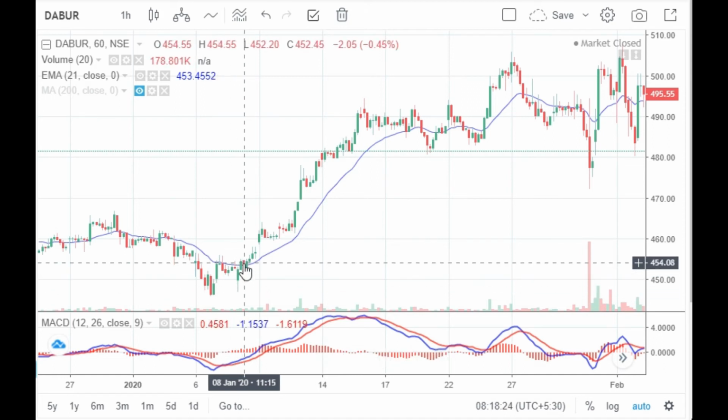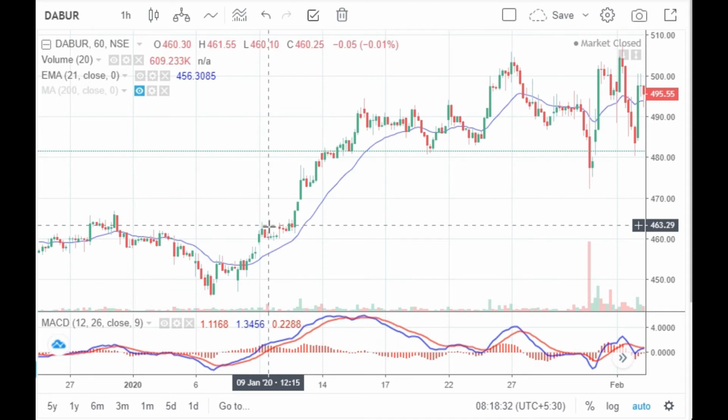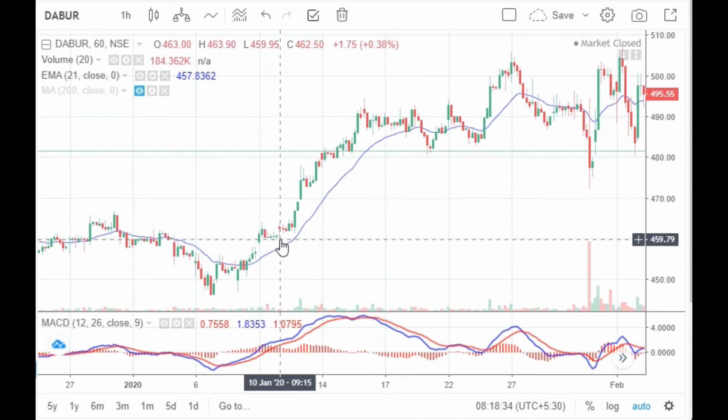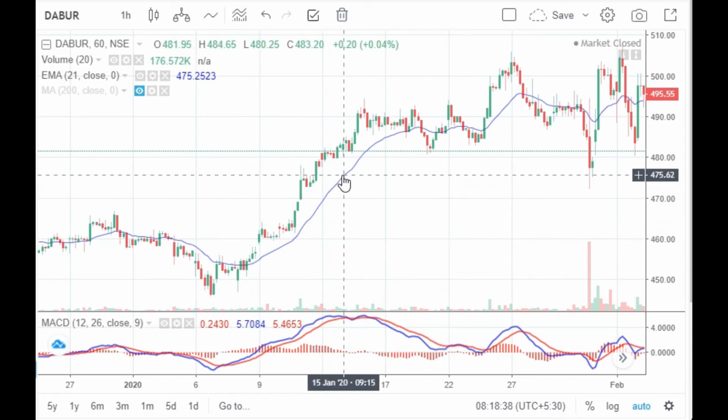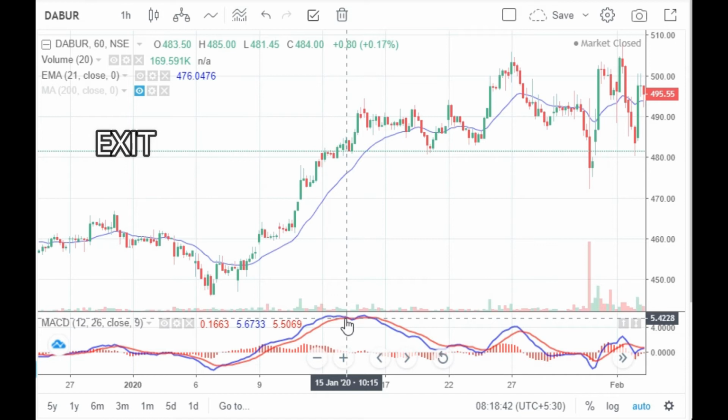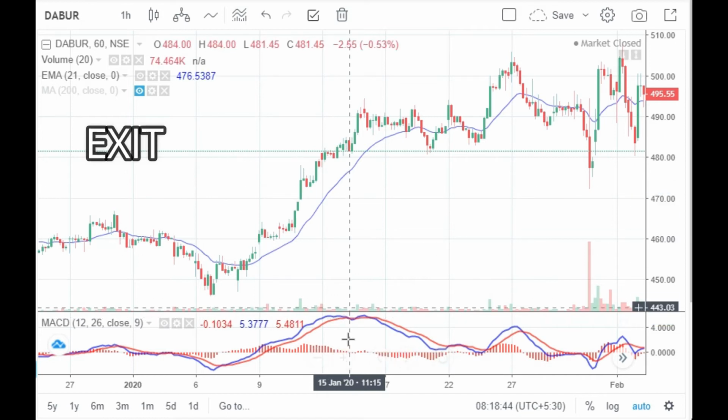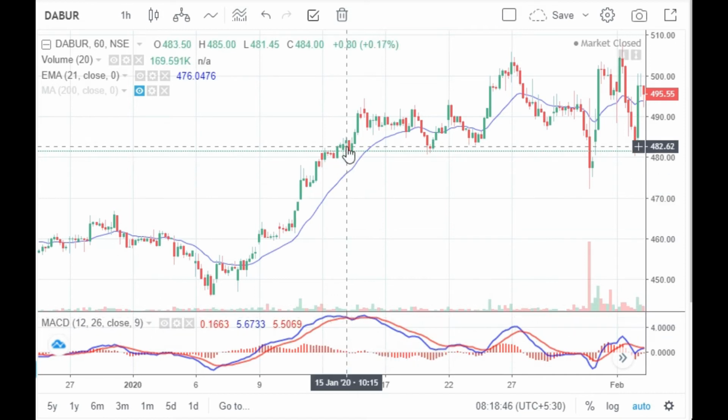A small risk, but it's worth taking this risk. So then what happens is the price moves higher. It goes higher. It never comes and hits that stop loss. You see how it moves. And how do you exit? You exit when the MACD crosses over again. So when the MACD crosses over again, you exit.